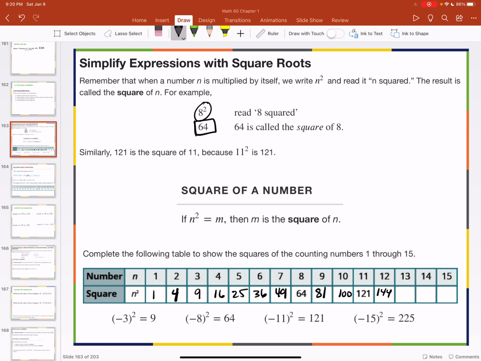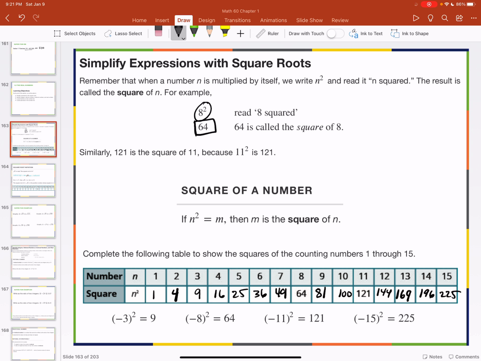13 squared, 169. Okay, 14 squared is 196. And then 15 squared is 225. Okay, and then as you can see, negatives squared also become positive.